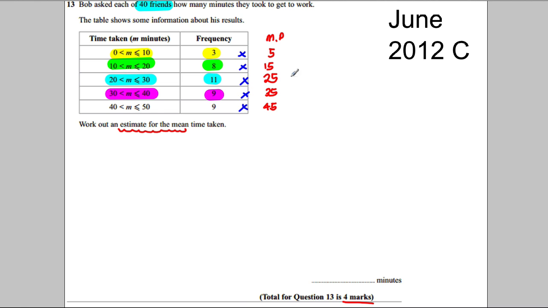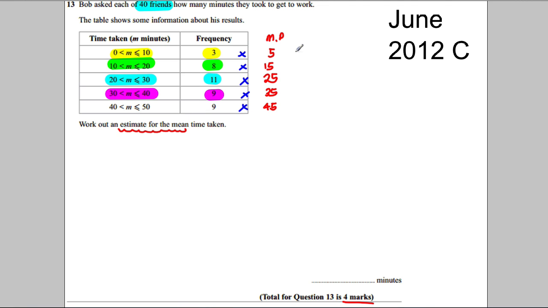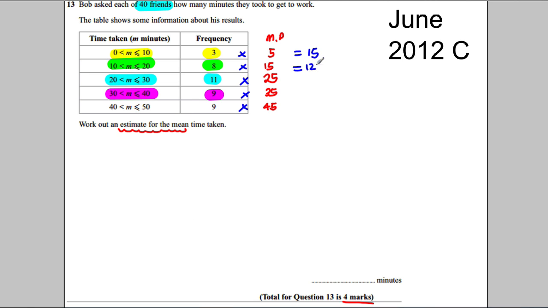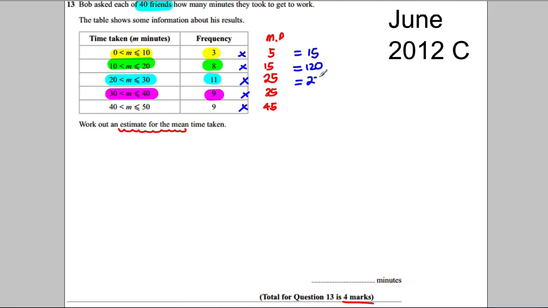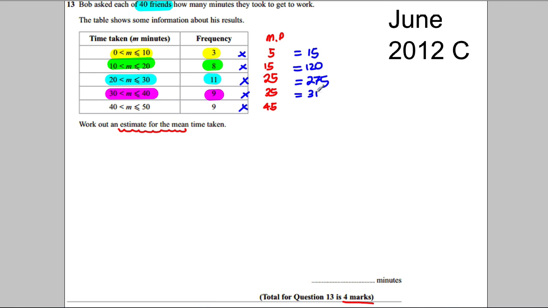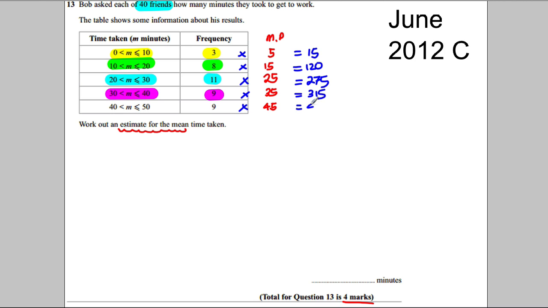by that. So 3 multiplied by 5 is 15. 8 multiplied by 15 is 120. 11 multiplied by 25 is equal to 275. 9 multiplied by 35 is 315. And the last one was 9 multiplied by 45, which is 405.